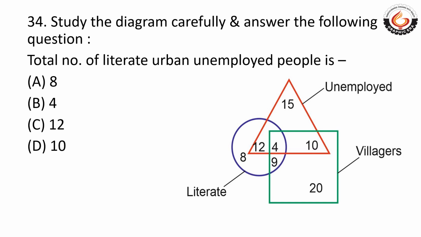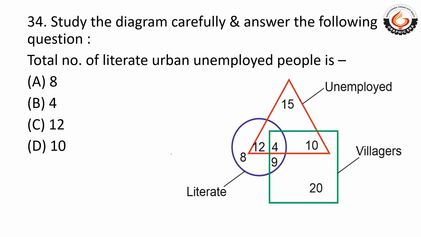Now in this question they are asking total number of literate urban unemployed people. Please keep in mind always that they may not be using the same words which are given. Like here unemployed is given, villagers is given, literate is given. We know that villagers are rural people and others are urban people. So it means they are asking for urban unemployed, means the people who are unemployed but not villagers actually.